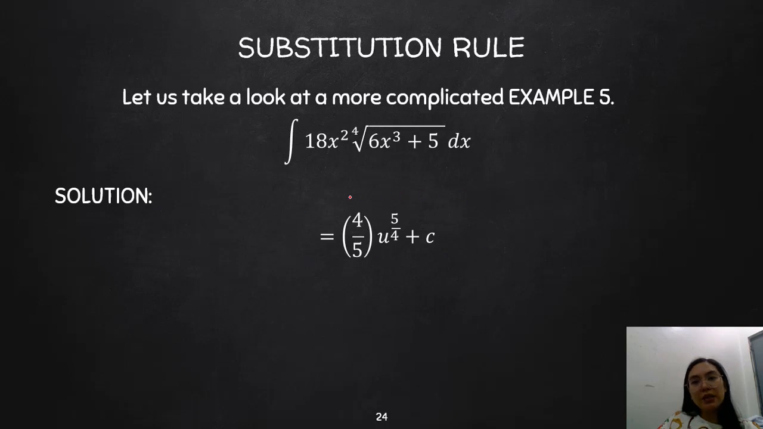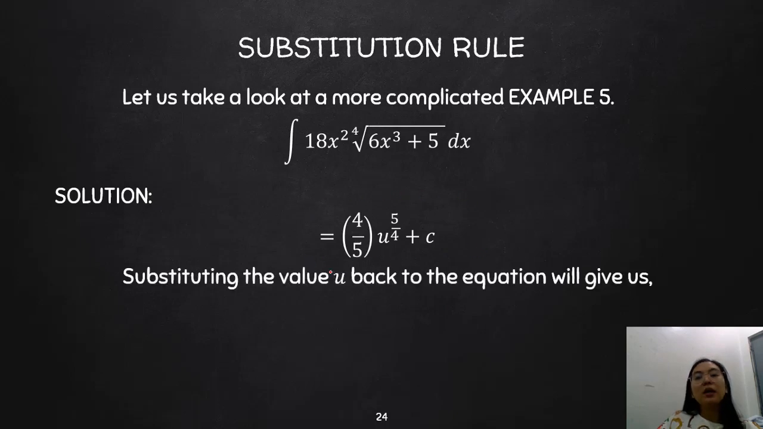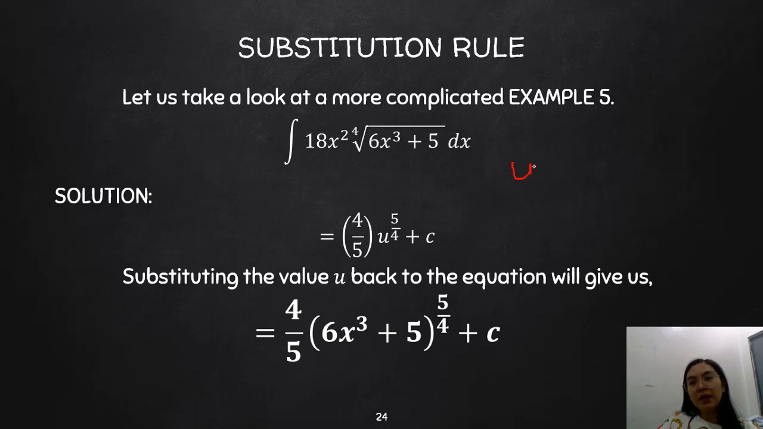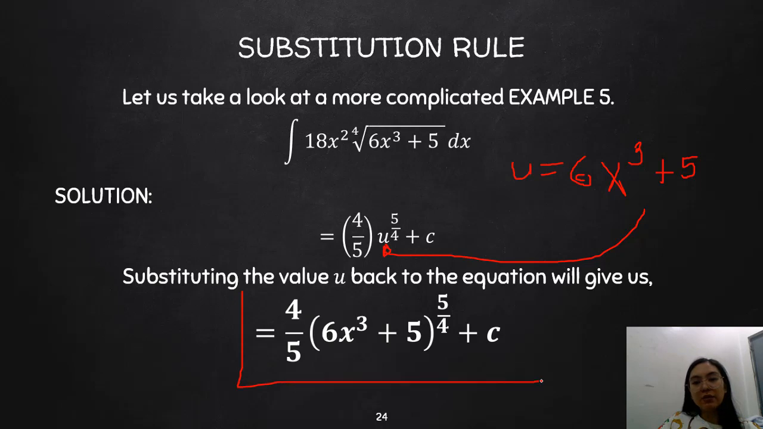So, kung ito na po yung integral ng function, pwede na po nating ilagay ulit back to the equation. So, kanina, di ba ang u natin is equal to 6x cubed plus 5. So, kumbaga ibabalik lang natin siya ulit doon sa u na yan. Such that we will get this final answer, which is equal to 4/5 multiplied by 6x cubed plus 5 raised to 5/4. Of course, do not forget the constant c. So, yan po yung sagot doon sa equation.